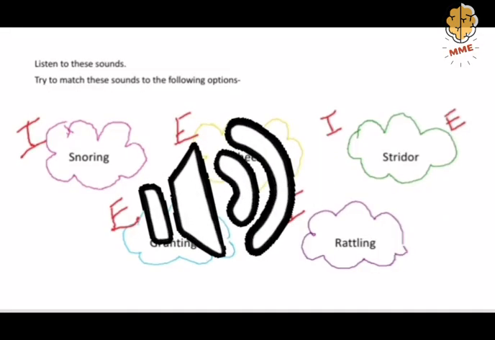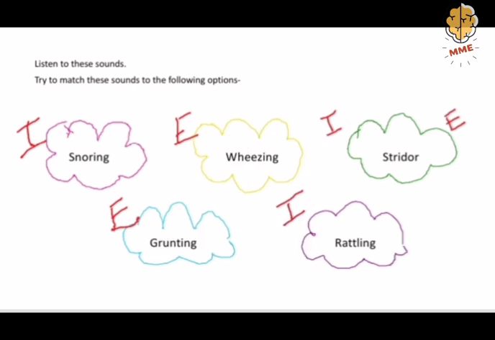Listen to the following sounds and try to match these sounds with the following options. Sound number 1. What you just heard was a wheeze, which is an expiratory sound. We will learn more about wheezing in the later part of the video. Sound number 2. That was grunting, which is also an expiratory sound.